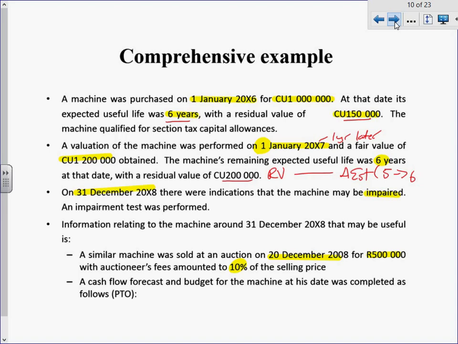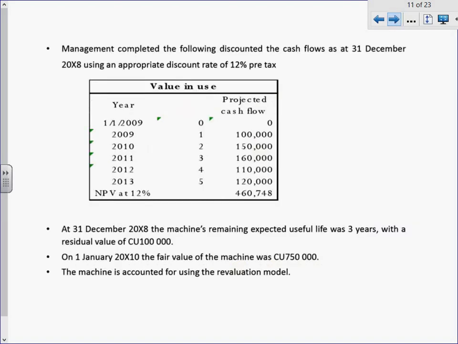Cash flow and budget was done by management based on, well, at the end of 20x8, used a 12% pre-tax, and these were all pre-tax cash flows. So there's 2009, 10, 11, 12, 13, NPV 460. So that's our value in use, right? So all we've done, discounted each of those by the number of years and got a net present value. Okay, that will be my value in use.